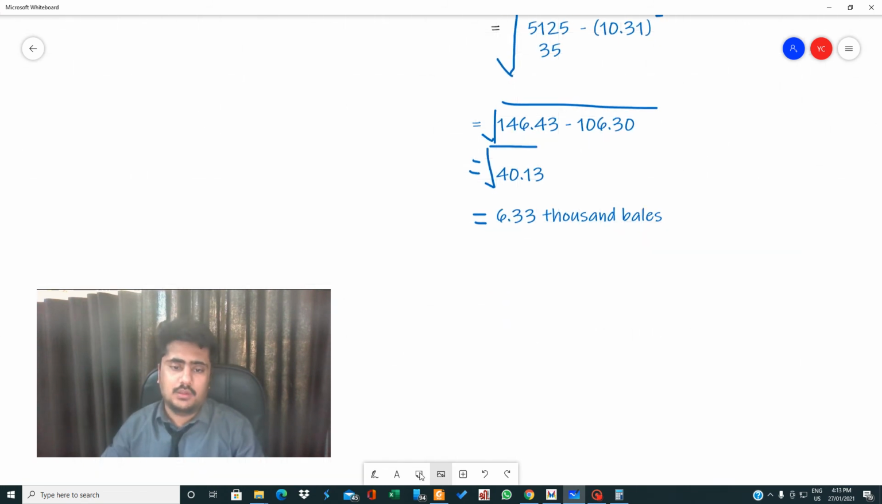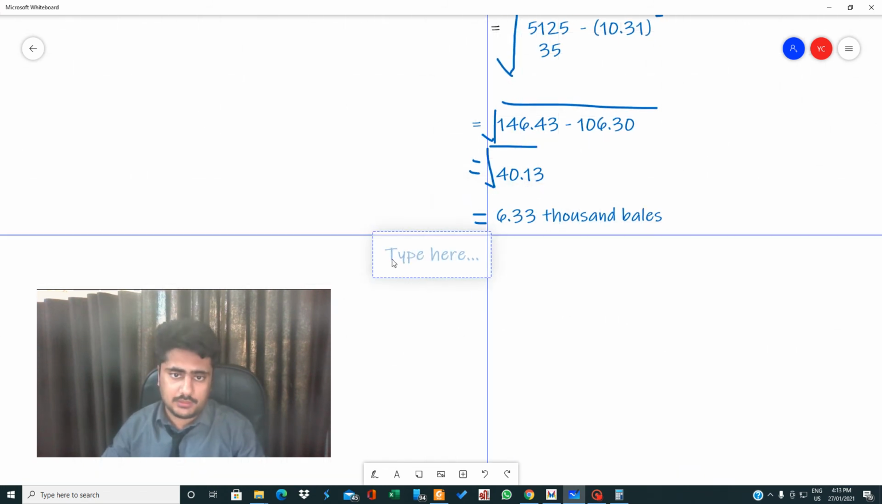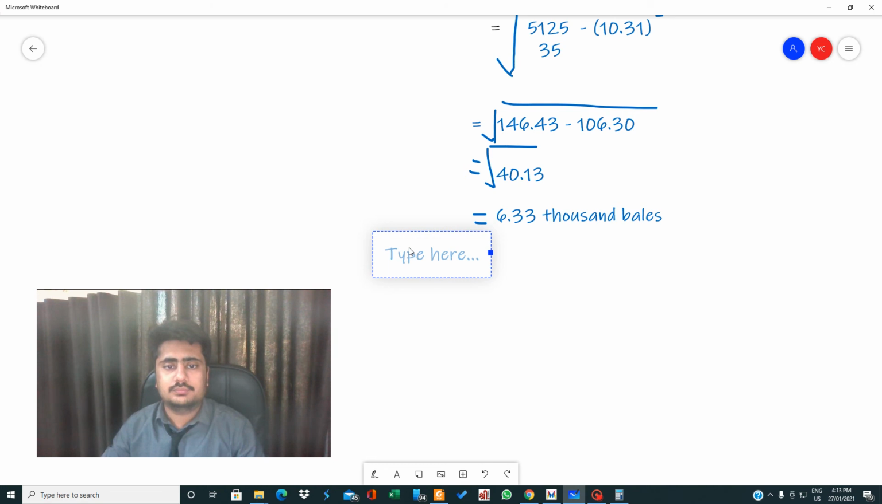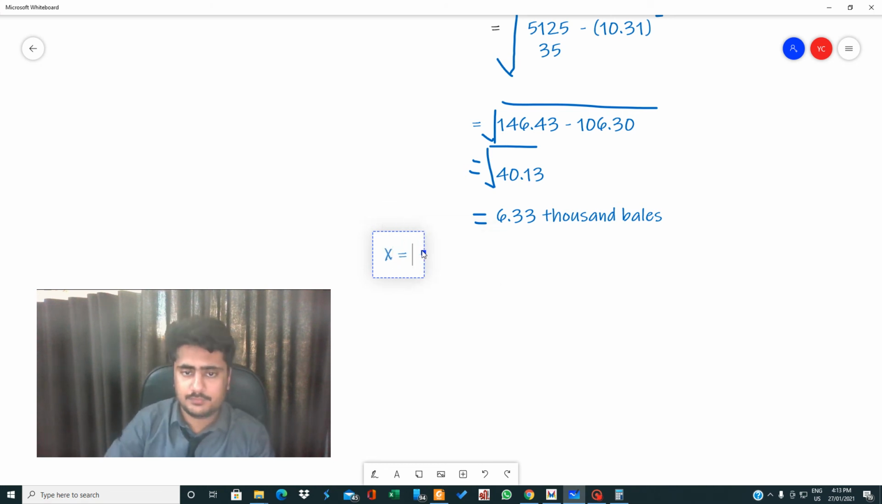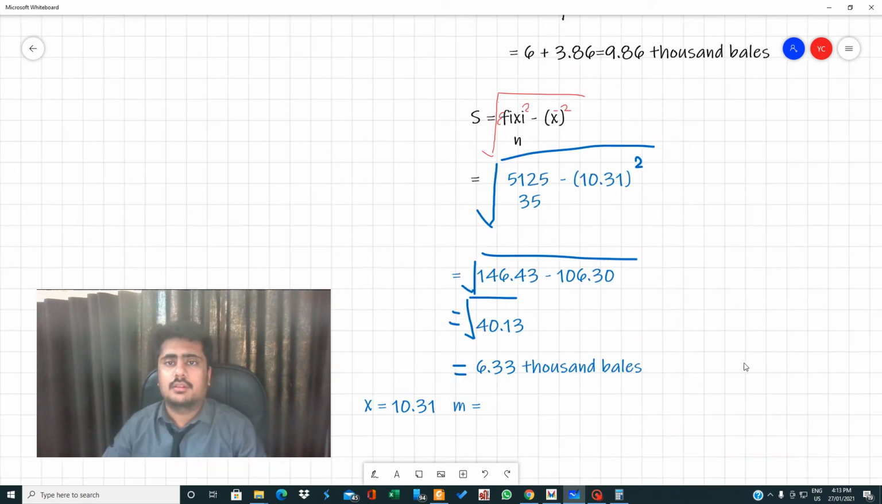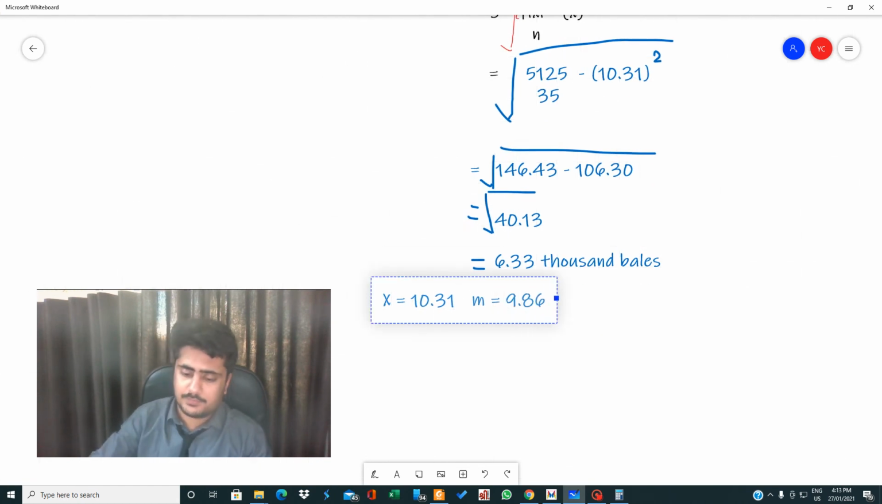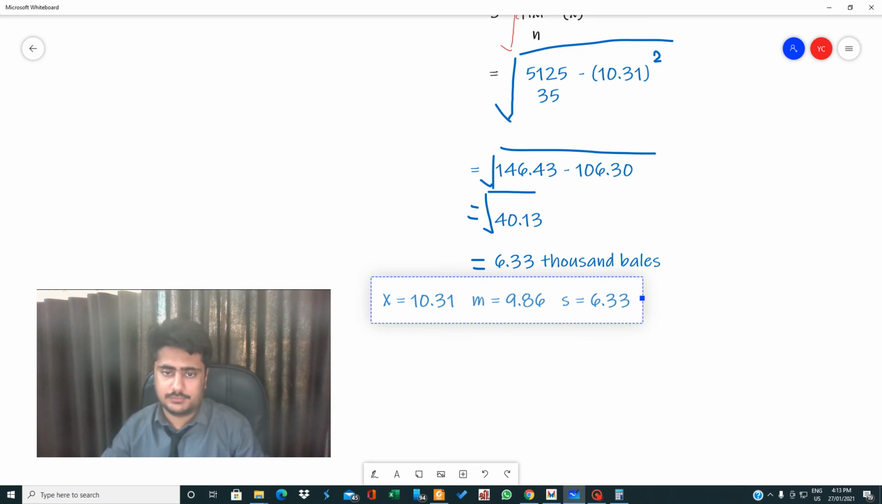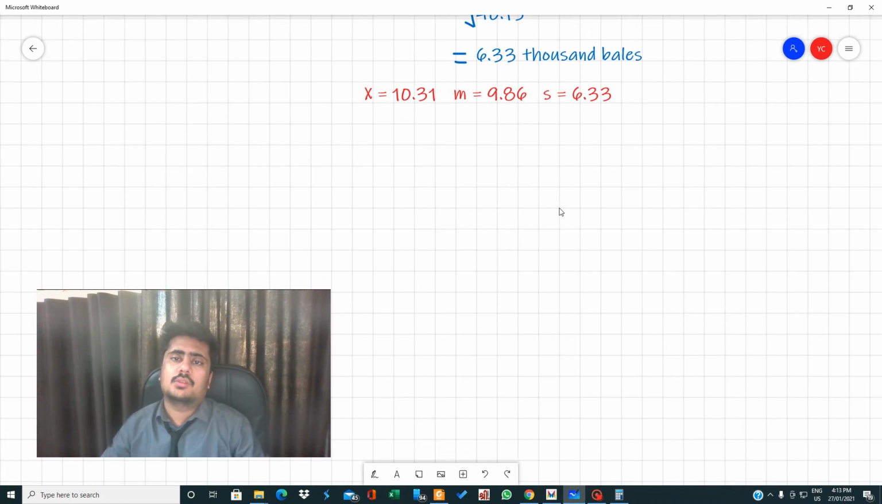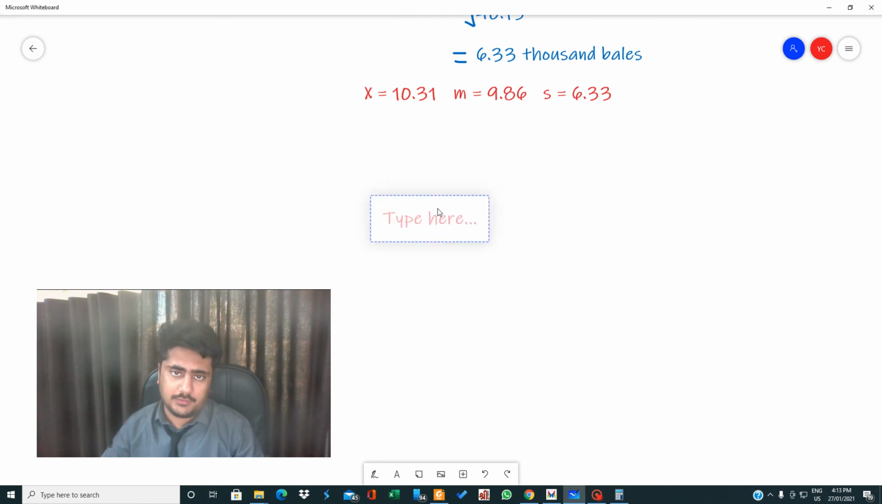Now I have three things with me. One is mean, that is 10.31. One is median, that is 9.86. And one is standard deviation, which is 6.3. So I have these three things. Let us find them one by one.